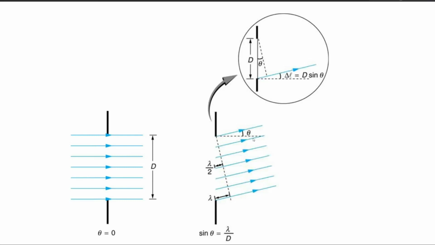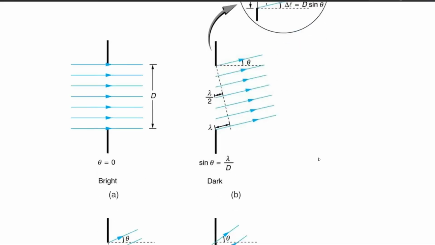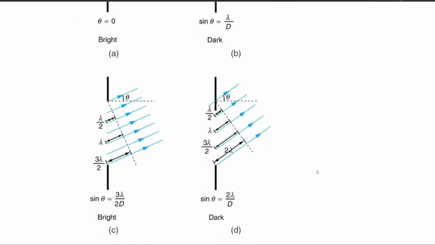So there are thousands of waves passing through the slit, and we're going to prove that when the angle theta satisfies the condition that the path difference between the top light ray and the bottom light ray is lambda, it is going to result in a first minimum. Okay, we do it as follows.